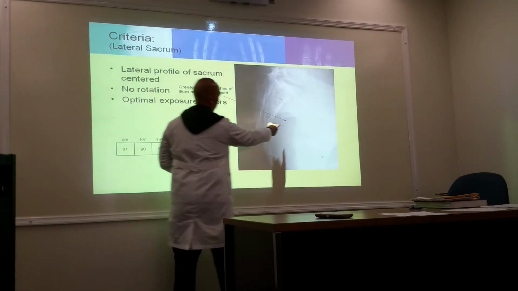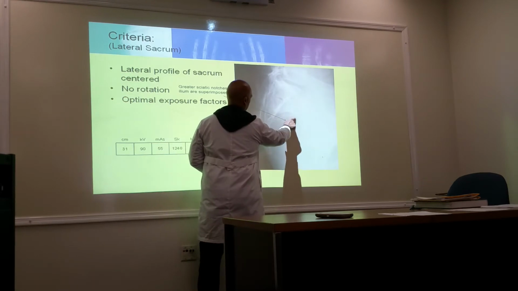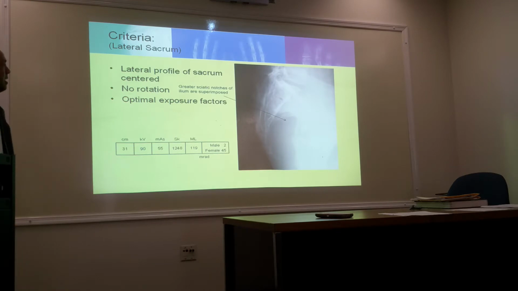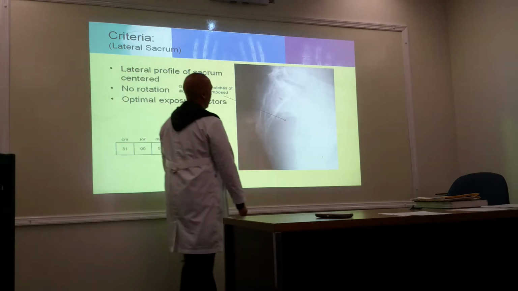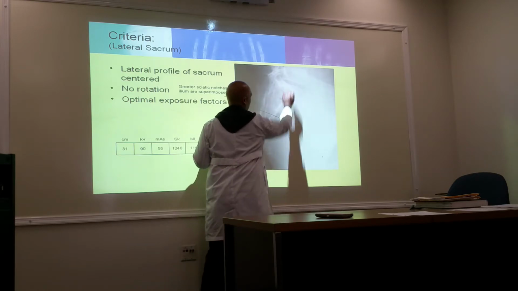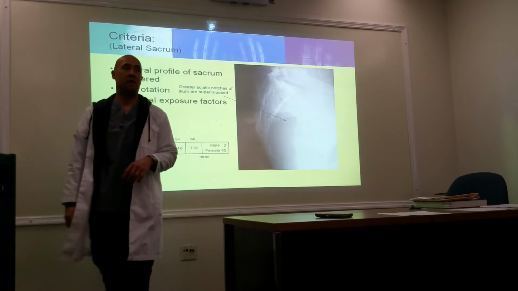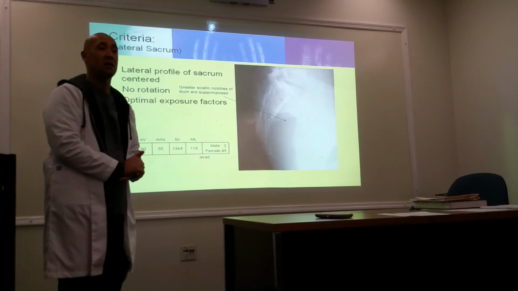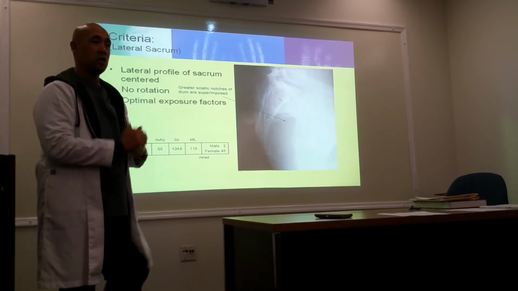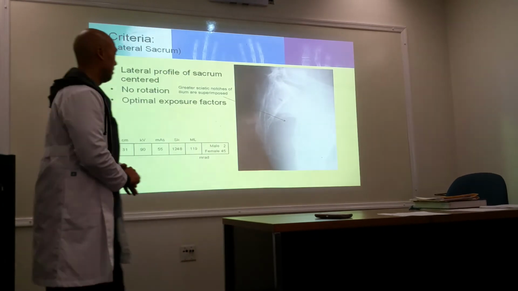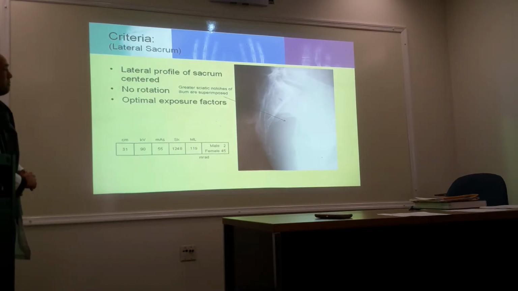So for a lateral profile sacrum, the notches, this area right here, should be superimposed. And we want it from the top of the sacrum to the bottom of the coccyx. You want to show some evidence of L5 because we need a starting point. We want to make sure that we've got the entire sacrum on there, and to show that, you need to include at least a portion of L5.